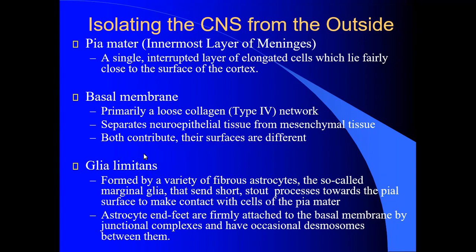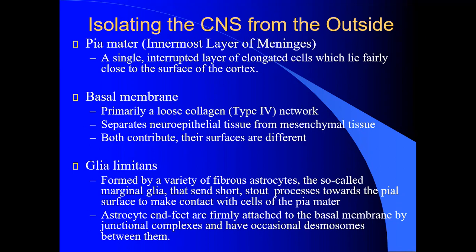So we have the pia coming from the meninges side, and coming from the brain side, the parenchyma side, is going to be the glia limitans. And the glia limitans is formed by fibrous astrocytes, okay? These are the marginal glia, and they're going to send a very short, stout process toward the pial surface, and when they contact the basal membrane, not the pia, then they're going to give off these huge end feet, which will firmly attach to the basal membrane via a series of junctional complexes, and between them, they're going to have desmosomes.